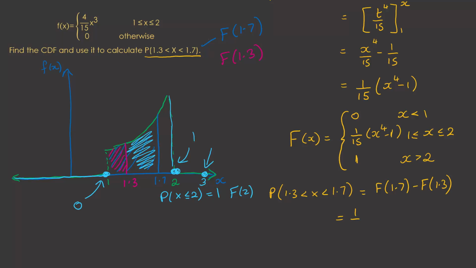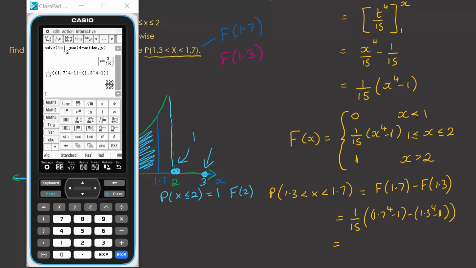So that's going to be 1/15, let's just take the 1/15 out, of 1.7 to the 4 take away 1, take away 1.3 to the 4 take away 1. So we just need to calculate that. So I've calculated that and it gives me 229 over 625, and that's 0.3664 as a decimal.